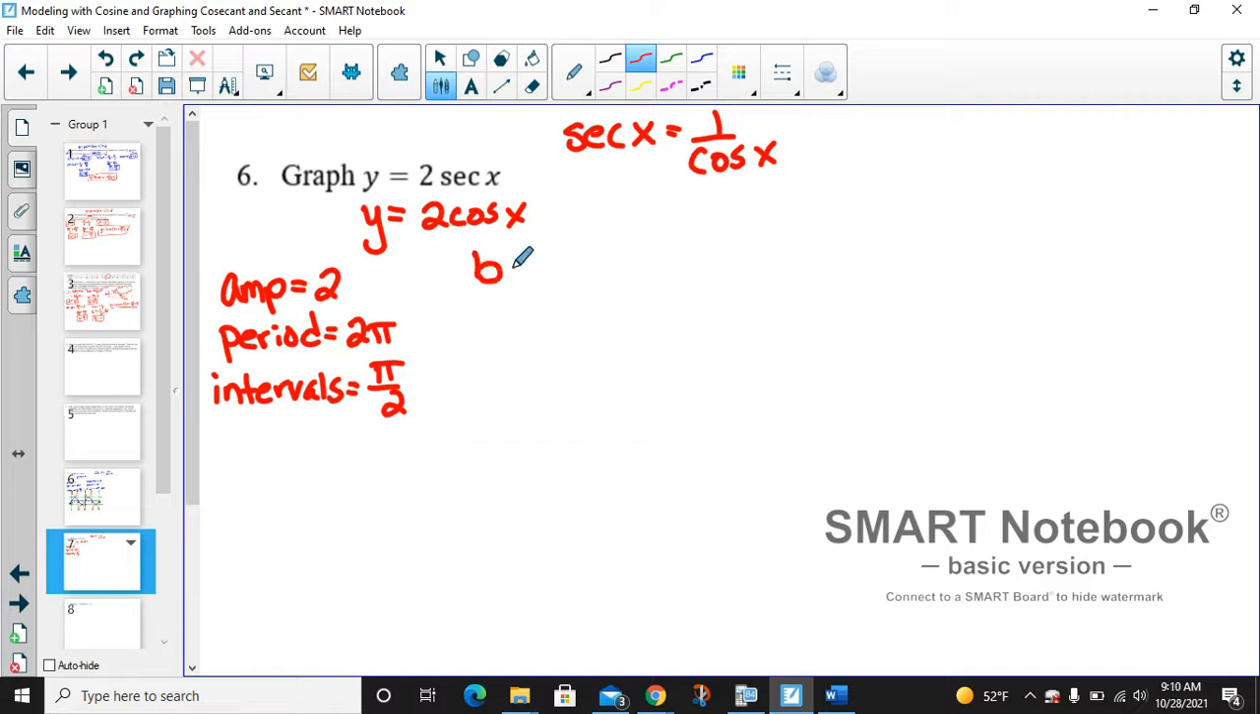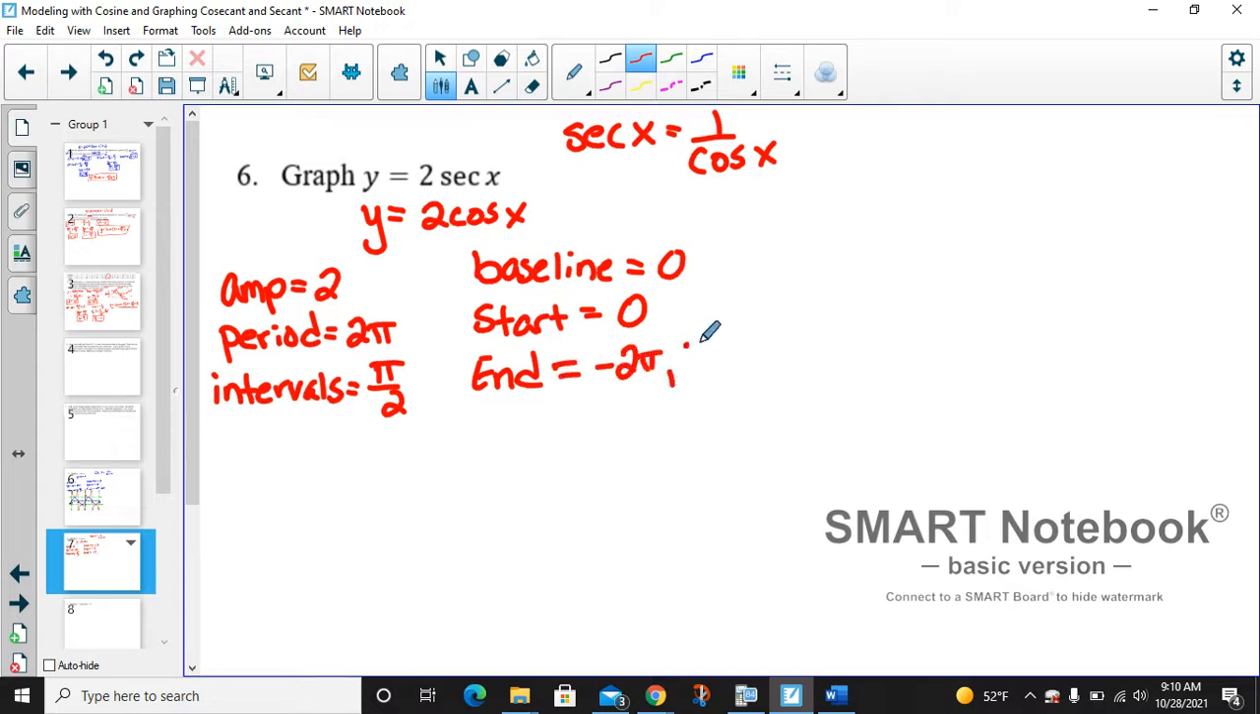Our baseline, again, there's no d, so this is 0. Our start, again, there's no d, so this is 0. And our end, of course, is just our start plus or minus our period. So that would be negative 2 pi and 2 pi.